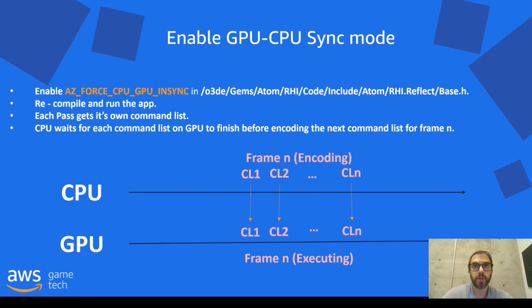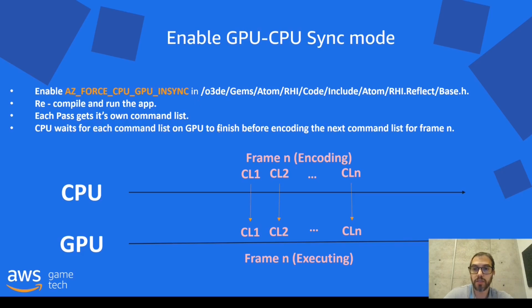So how do we debug a GPU crash where you don't have a call stack, you have no idea, and your device validation layer didn't point out anything suspicious? We've built in this GPU-CPU synchronization mode. The first thing you do is enable this macro, AZ_FORCE_CPU_GPU_INSYNC. It's located in this file, Base.h. You recompile and you run the app.